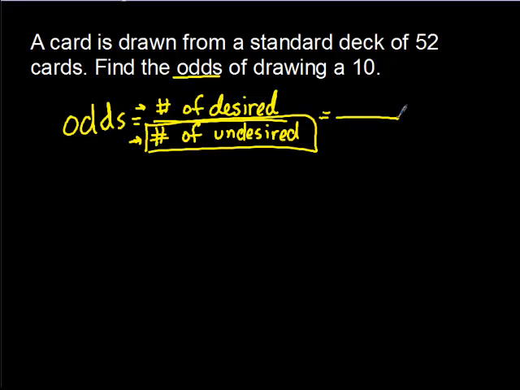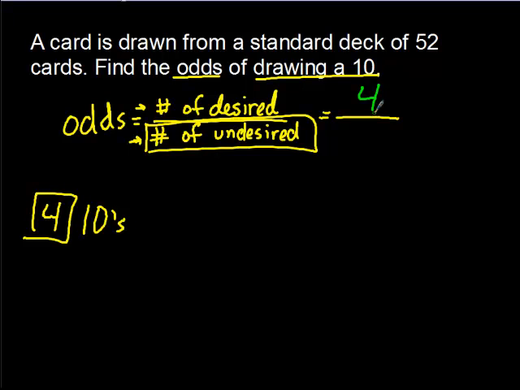We want to find the odds of drawing a 10. So we look at a standard deck of cards. In a standard deck of cards, we know there's 4 of each number, which means there's 4 tens. Because of that, the number of desired outcomes is 4. There's 4 ways to draw a 10.